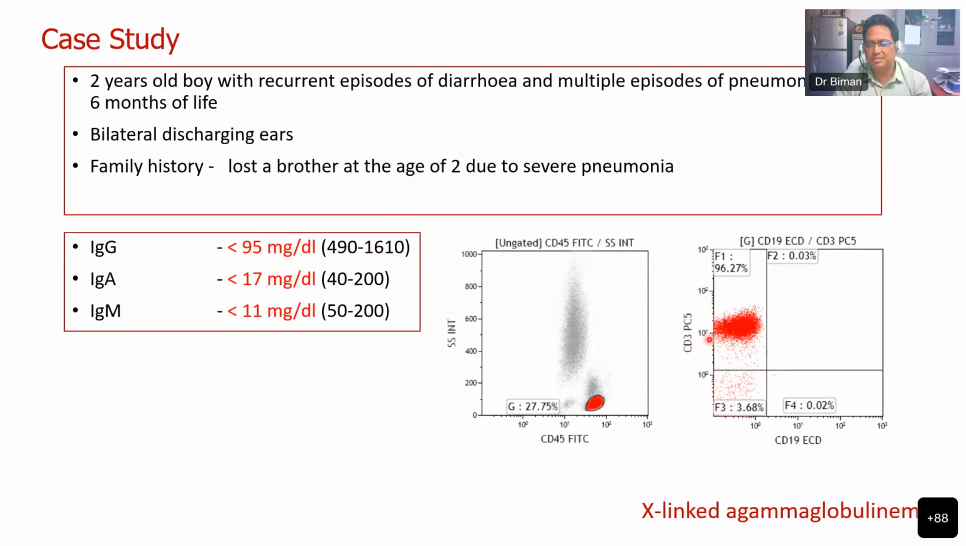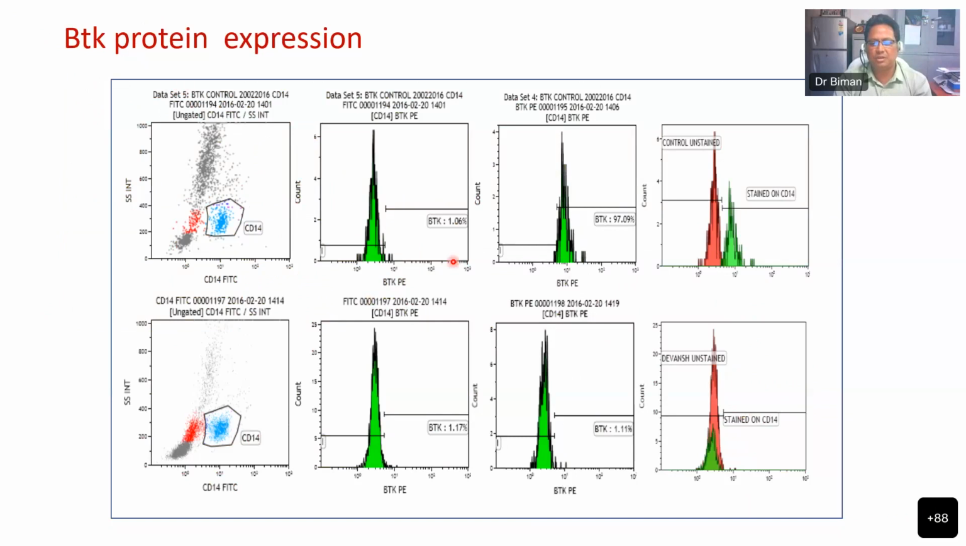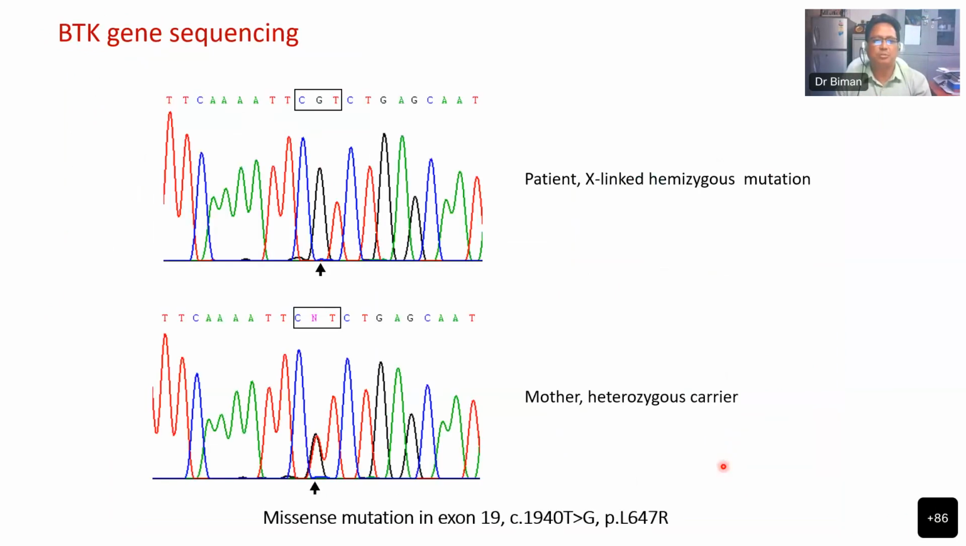If you look at the B cells, there are no B cells here, no CD19 cells. Everything is T cells. So this is X-linked agammaglobulinemia, which is a defect in the BTK protein. In flow cytometry for BTK, you have to look at the monocytes because B cells are not there. You can see that the BTK expression in monocytes is very low in these patients. This is XLA, and you do BTK gene sequencing to confirm the diagnosis.